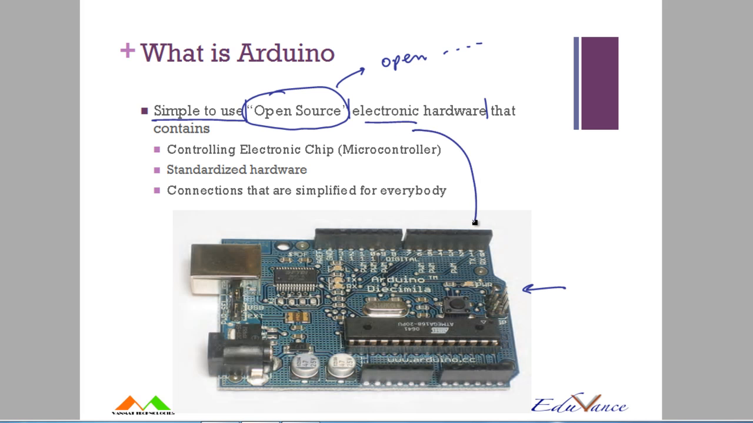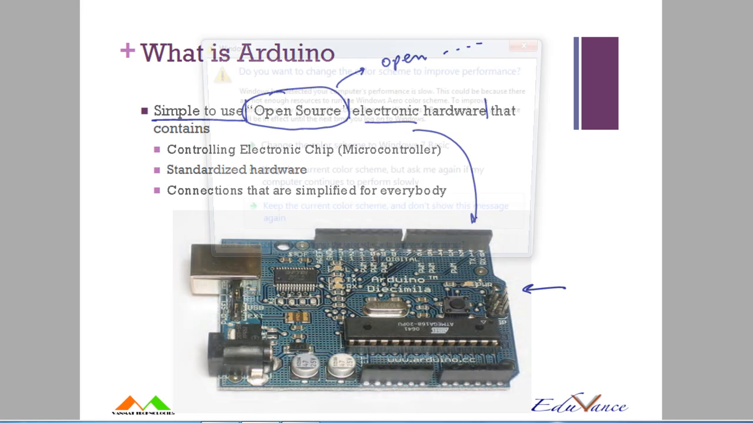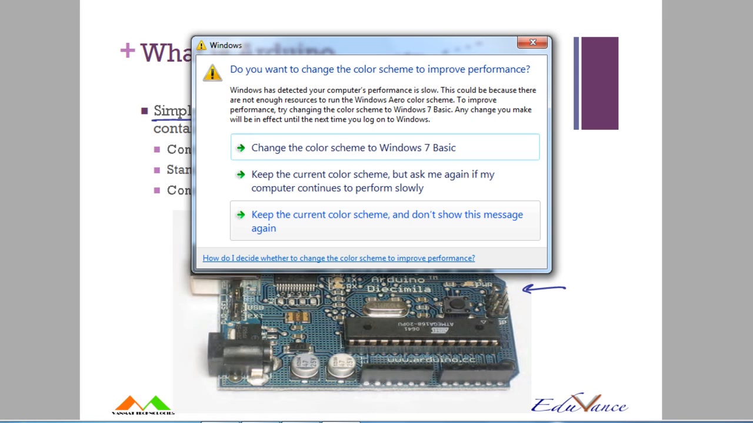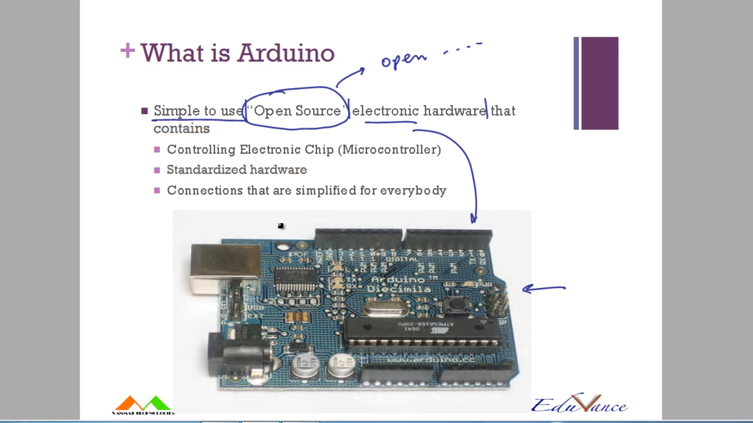Obviously, this is an electronic hardware. So Arduino is a simple to use open source electronic hardware that mainly contains an electronic chip, which you see here. This electronic chip is called a microcontroller. From now on, I will be calling this a mu-C. This is the Greek letter mu.